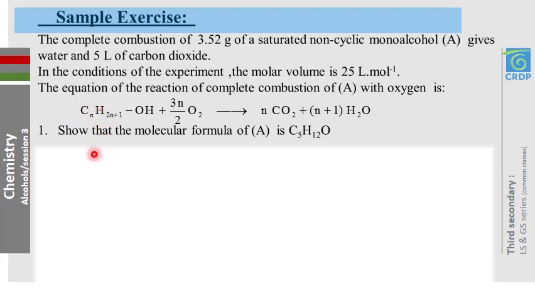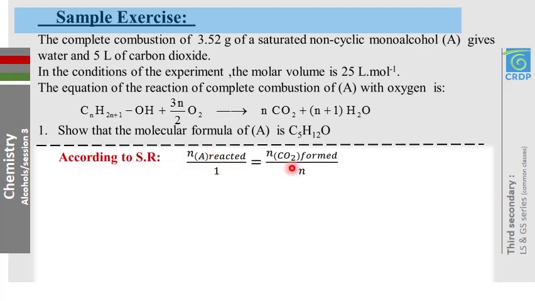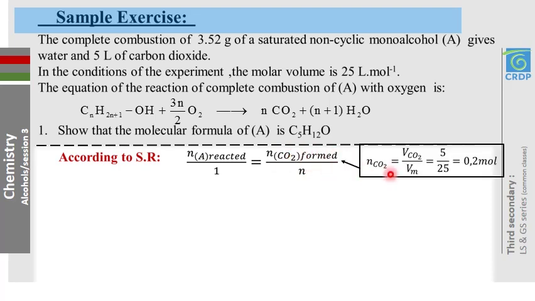How will you start? Will you write this stoichiometric ratio? And CO2 can be found easily because V of CO2 is given, 5 liters, and 25 liters per mole, so 0.2 mole. So here we have 0.2 mole. We still have to find n. n equals mass over molar mass. Bring the molar mass in terms of n.